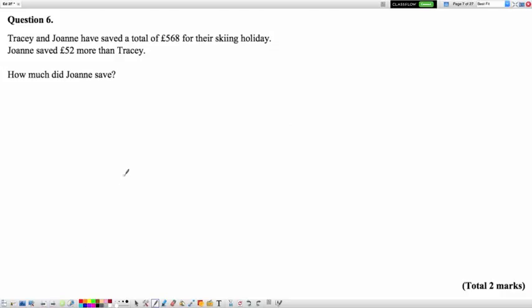Tracy and Joanne have saved a total of £568 for their skiing holiday. Joanne saved £52 more than Tracy. How much did Joanne save?